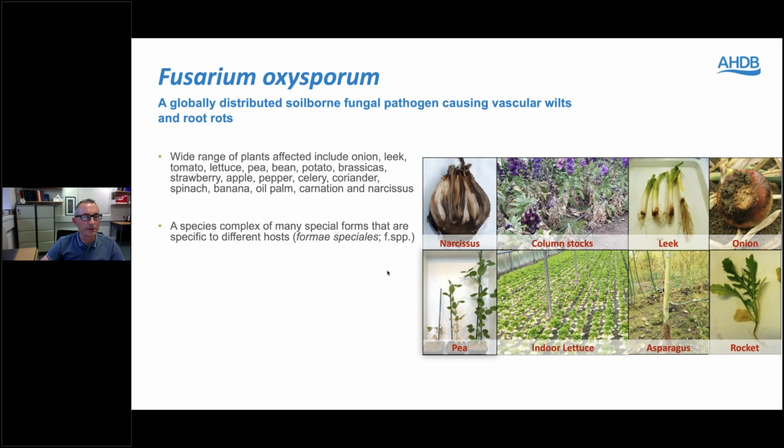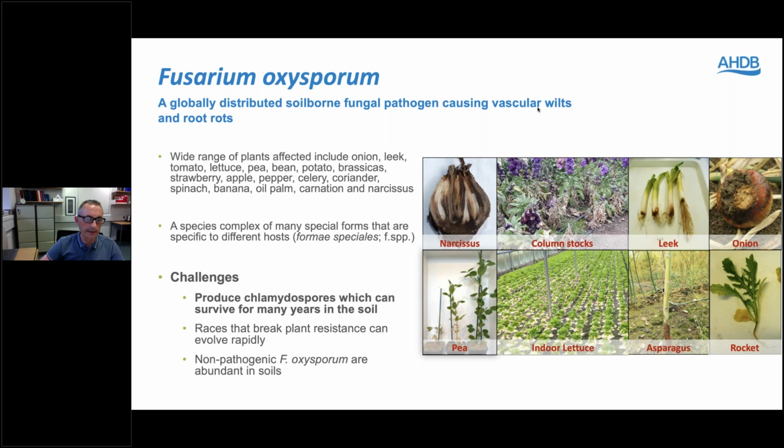So just as an introduction to Fusarium oxysporum, it's a globally distributed soil-borne fungal pathogen, and it causes vascular wilts and root rots of a wide range of different plants. The main thing to remember about Fusarium oxysporum is that it's a species complex. There are many subspecies or special forms, as they're called, forma specialis, and each of these is uniquely adapted to infect a certain crop host. So there's no cross-infection between these different forma specialis.